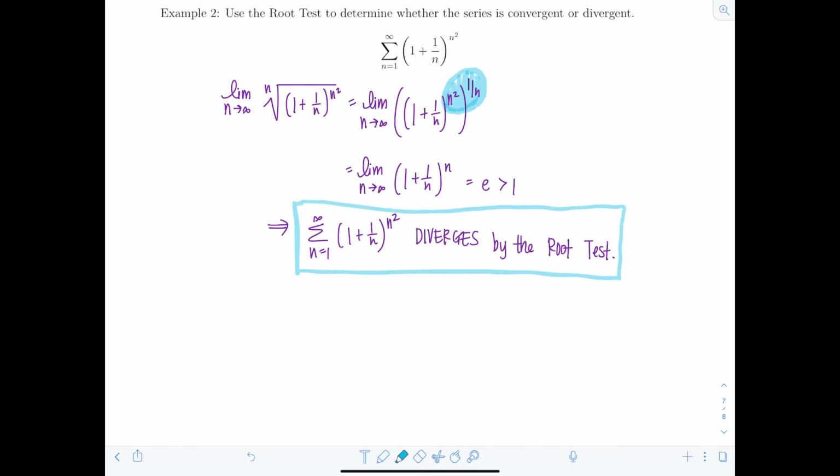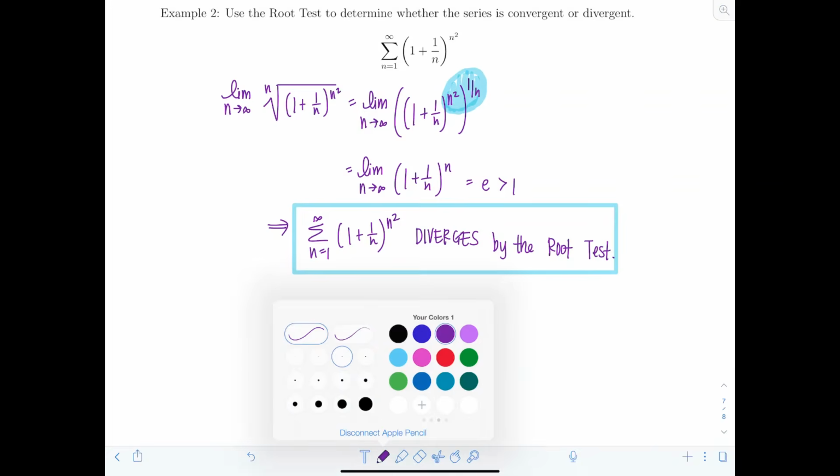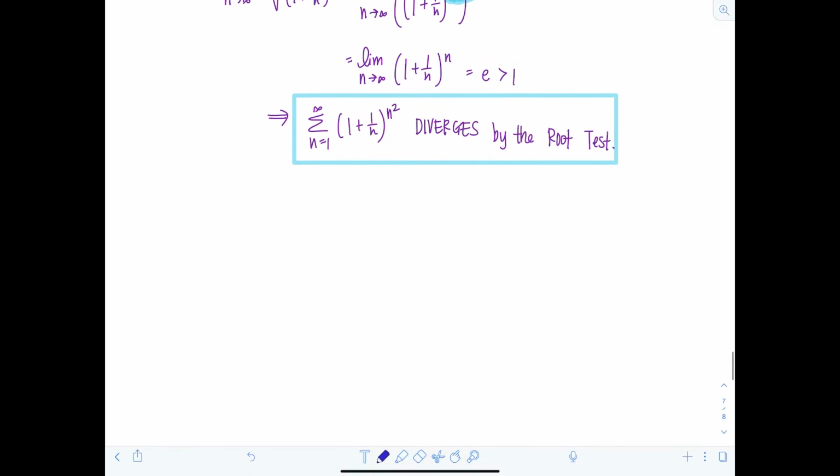Good. Now don't have a meltdown if you're saying, I totally forgot that that limit was e, it's been a while, what would I do if I didn't recognize it? Well, I'll show you right now. So recall, there are 7 indeterminate forms.